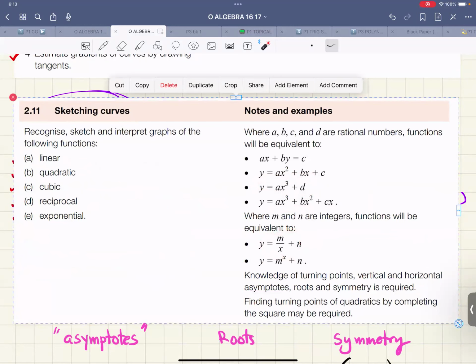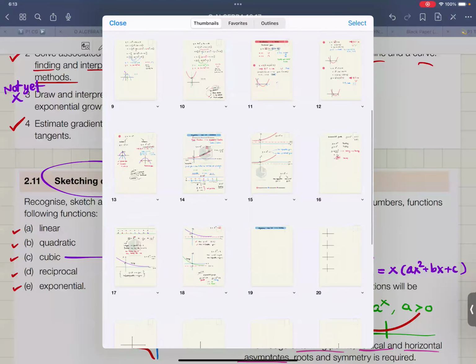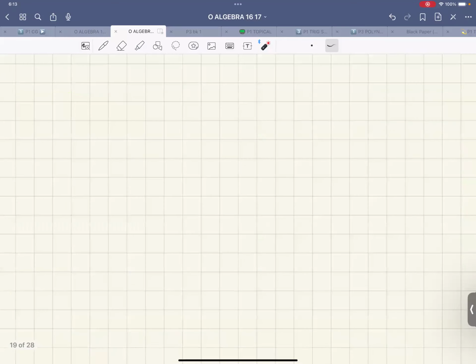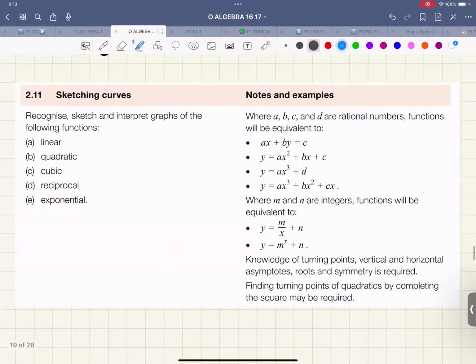Let me just copy this thing and go all the way to this page. That's right over here, so let me write it over here. The focus is on the following. Let me highlight it. Cubic, that's part C. In cubic, we are interested in these two things. Then we will move on to reciprocal. We have done the basic reciprocal, but this is reciprocal in which there is a bit of transformation: y is equal to m over x plus n.